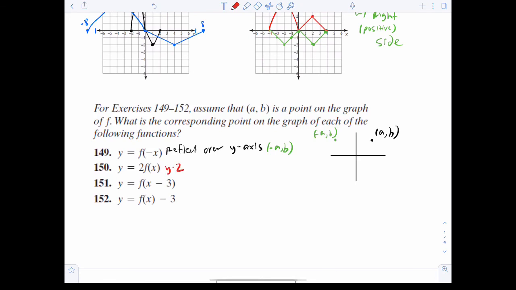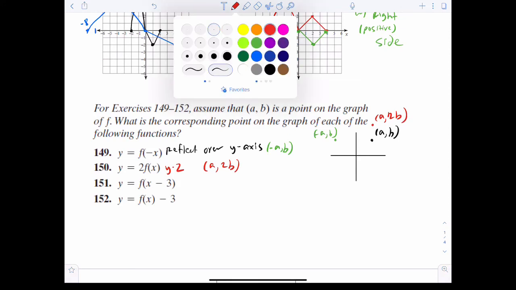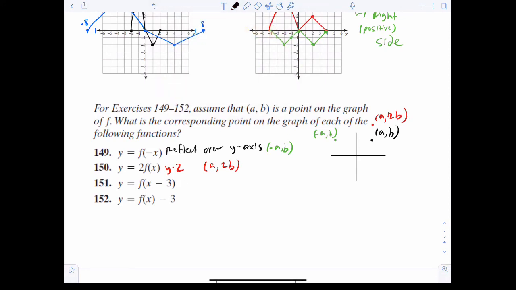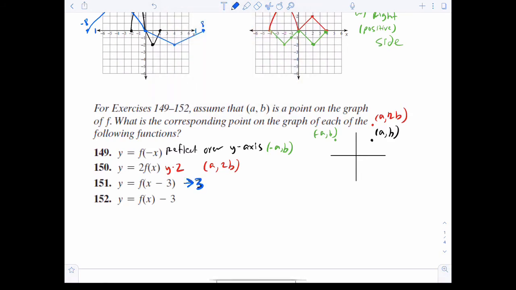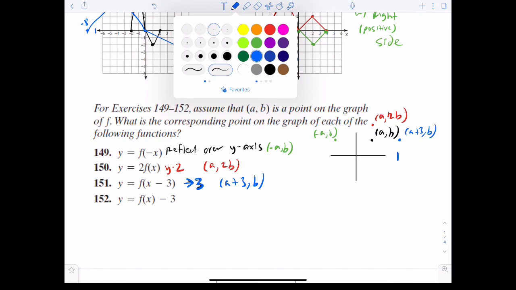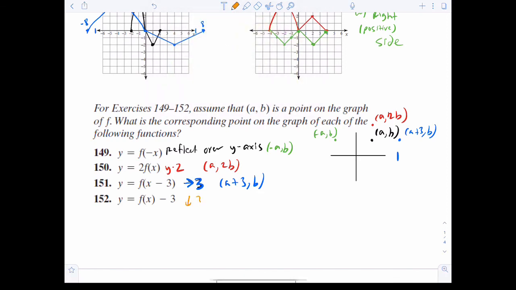This would be y times 2. So that would be a comma 2b. Just imagine that like up here. It's times y by 2. This one is right 3 units. So maybe I'll do that in blue for you. So move that right 3 units. That's actually going to add 3 to a. And this one is clearly going to be down 3. So let's say that's over here. Same x value, but b gets subtracted by 3.